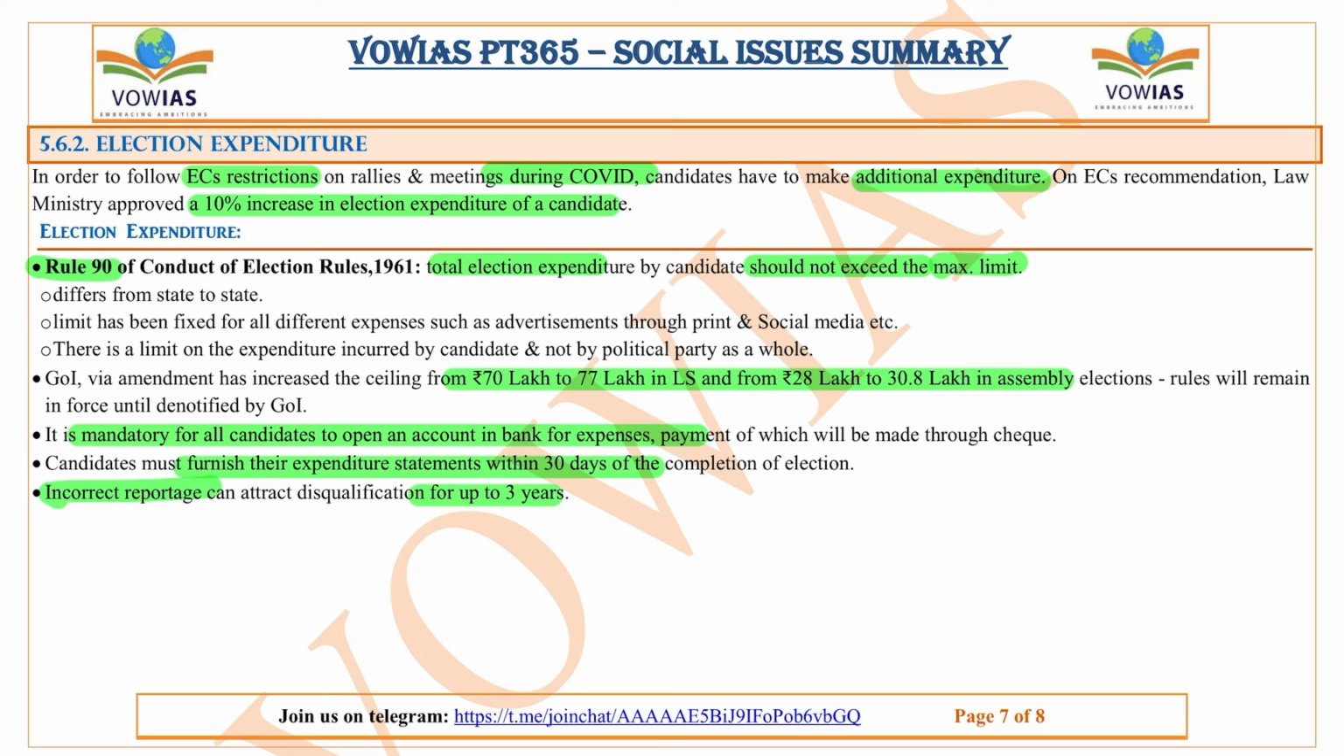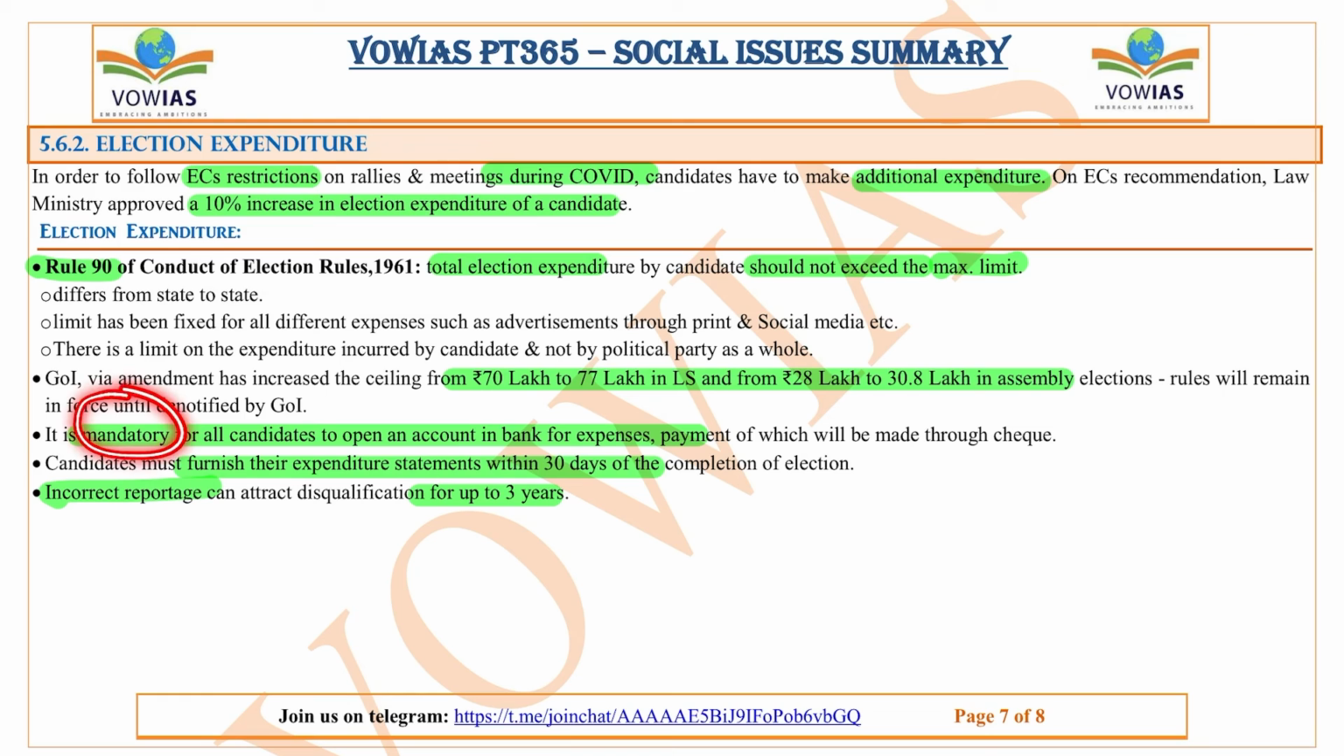And there is a limit on the expenditure incurred by the candidate and not by the political party as a whole. The Government of India, via an amendment, has increased the ceiling from 70 lakh to 77 lakh in Lok Sabha, and from 28 lakh to 30.8 lakh in Legislative Assembly elections. That is the important thing.